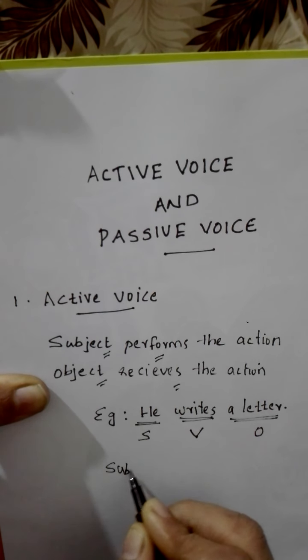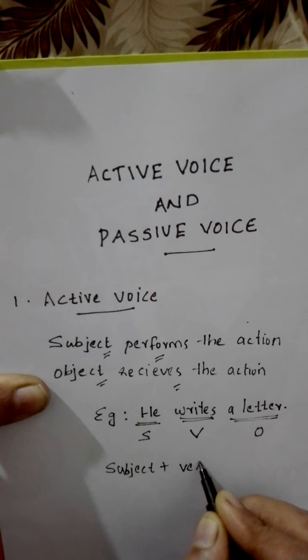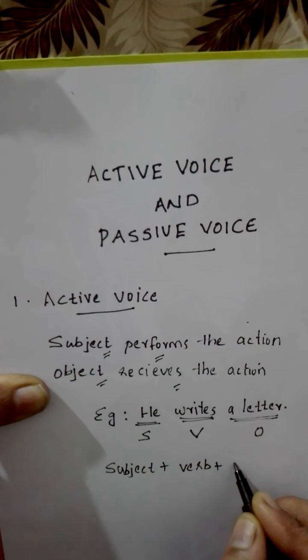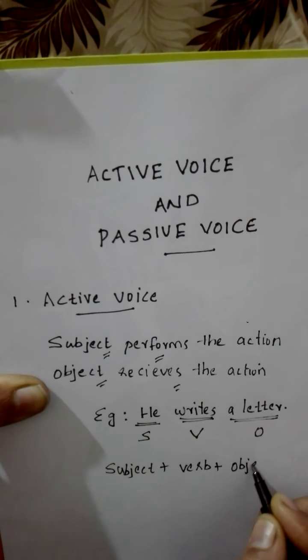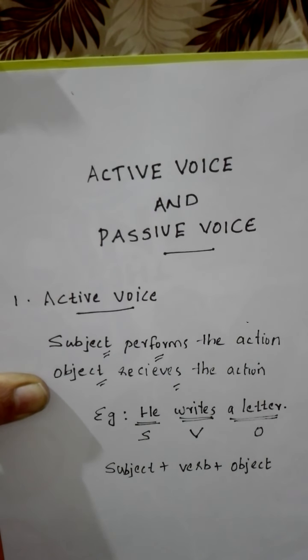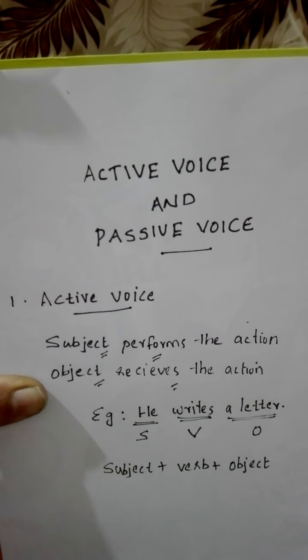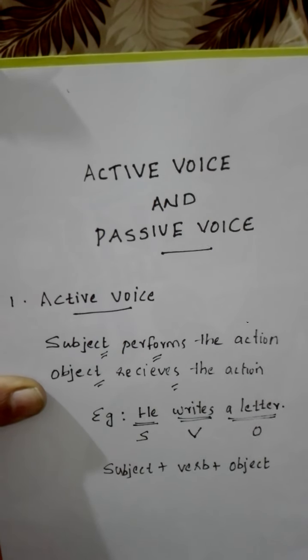So, what is the sentence structure? Subject plus verb plus object. Got it? So, here in this active voice, we are giving more importance to the subject. In the active voice, sentence structure is straightforward, and we are giving more importance to the subject only. Got it? Clear? And what is passive voice?